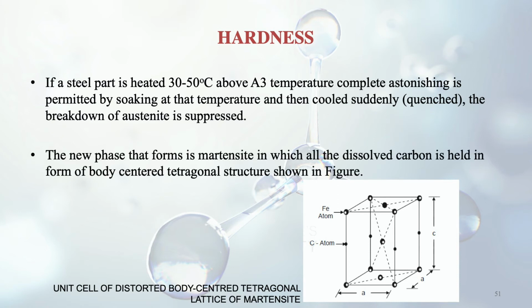The new phase that forms is martensite, in which all the dissolved carbon is held in the form of a body-centered tetragonal structure. So it is still a body-centered structure like we have in case of ferrite, but now it is not body-centered cubic, it is body-centered tetragonal because of the distortion that takes place in the microstructure.